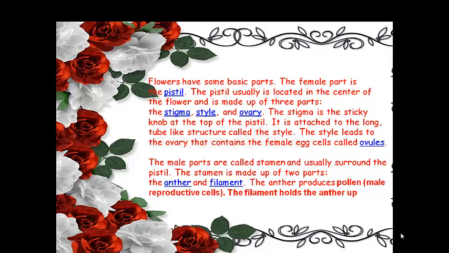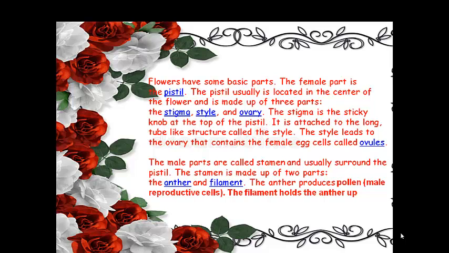It is attached to the long tube-like structure called the style. The style leads to the ovary that contains the female egg cells called ovules. So this is how the female parts of the flower are connected with each other and how they function inside a flower. The male part is called the stamen and it usually surrounds the pistil.